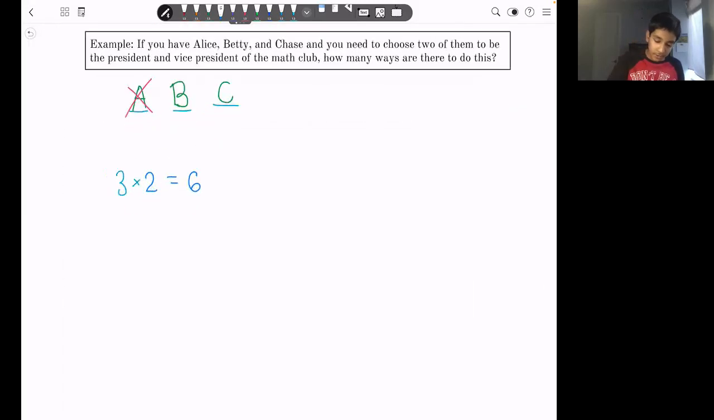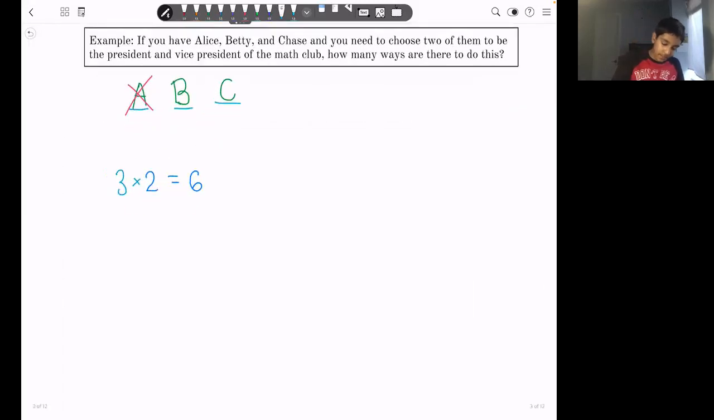And yeah, we can think of another way to think of it as slots. So this would be the president. And then this would be the vice president. So we can think of it as 2 slots, the president's slot and the vice president's slot.